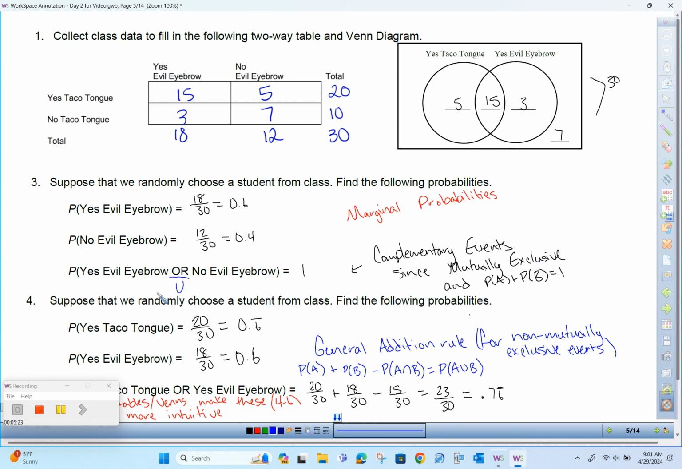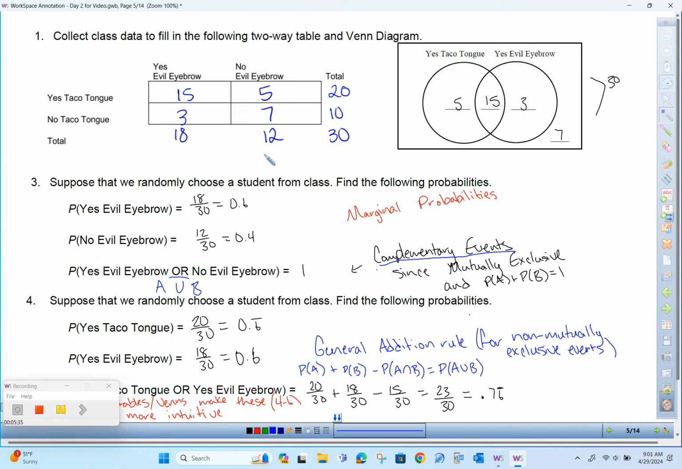Okay, so we're talking about two events, A or B, and you just add them. Now, one other thing that is happening is these are complementary. So these are mutually exclusive events who also hit every possibility. So there's a possibility of yes, evil eyebrow, no evil eyebrow. Those are the only options.